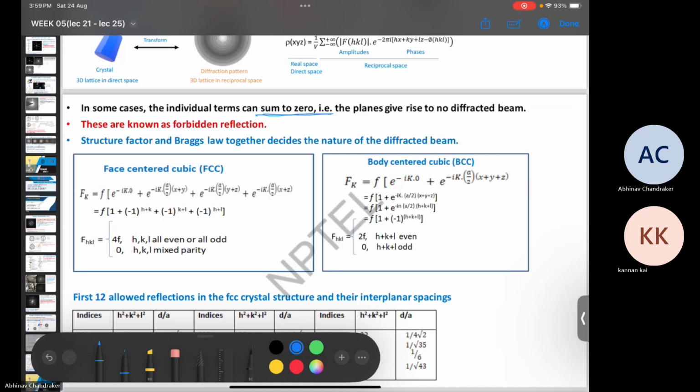This is because of the kind of interference that is happening. So these are called forbidden reflections. These planes will always be invisible from your diffraction pattern, no matter how you orient the crystal. These waves will not diffract, or I should put it better, these planes will not be visible in the diffraction pattern.